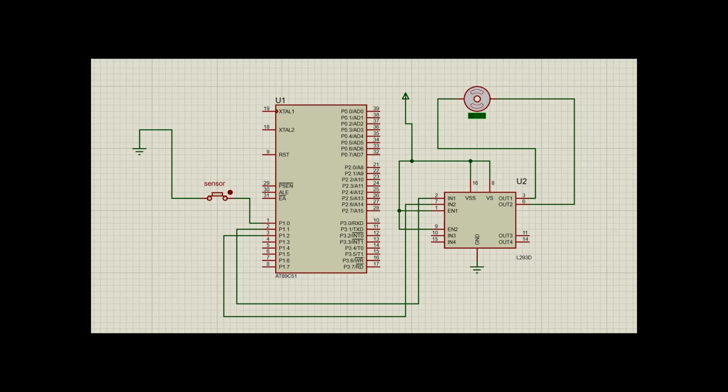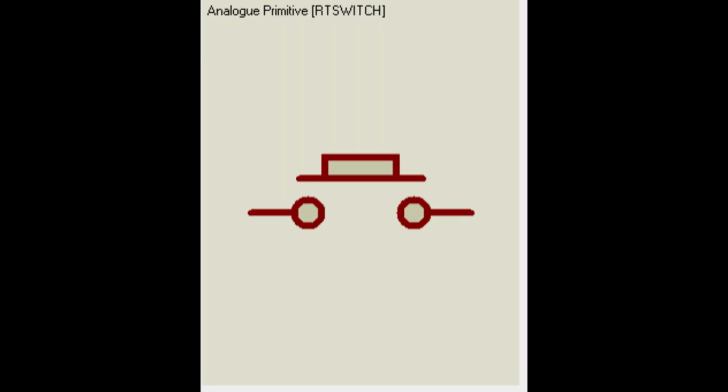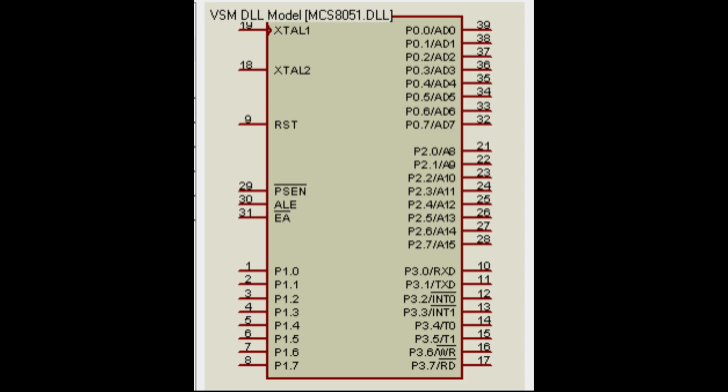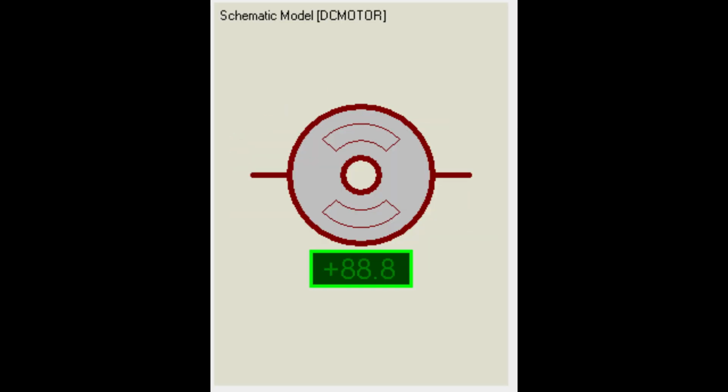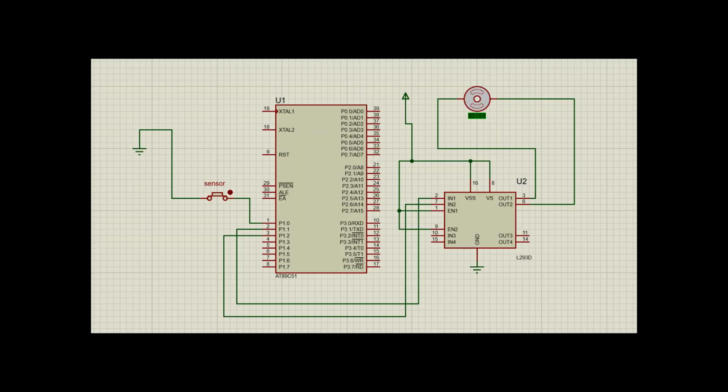This is the schematic picture of the circuit diagram. The components used here are, first, a button, the 8051 microcontroller, an L293D driver, and last, a DC motor. Now let us explain the connections.